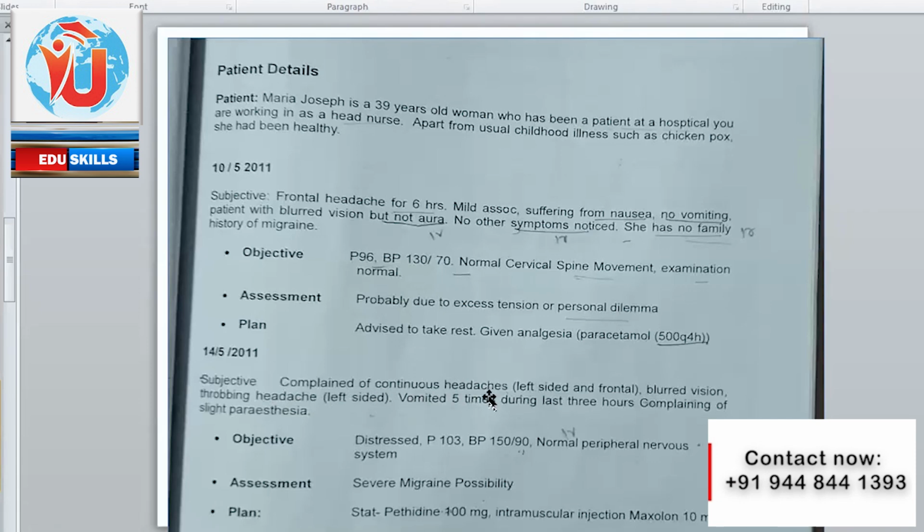You can see the deterioration of symptoms: left-sided and frontal headache along with blurred vision, throbbing headache, vomited 5 times during the last 3 hours, complaining of slight paresthesia. The observations were that the patient was distressed with a pulse of 103 and BP 150/90, normal peripheral nervous system, and assessment: severe migraine possibility. The plan was to give stat pethidine 100 mg and intramuscular Maxolon 10 mg.